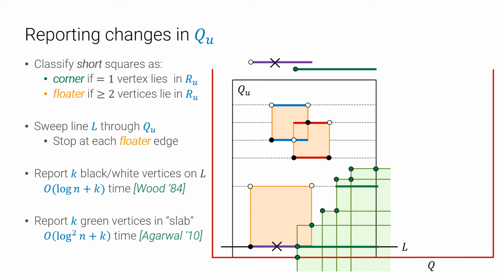Then, using the data structure of Agarwal, we can report those green vertices contributed by the corner squares between consecutive stops of the sweep at these floater edges. So this takes log square n time plus k, where k is the number of vertices being reported. And so this concludes our very high-level description of how we report these changes within rectangle QU. Next, we'll give a high overview of the runtime analysis.